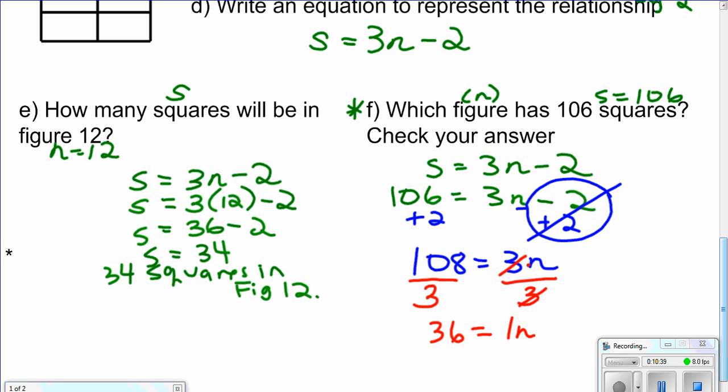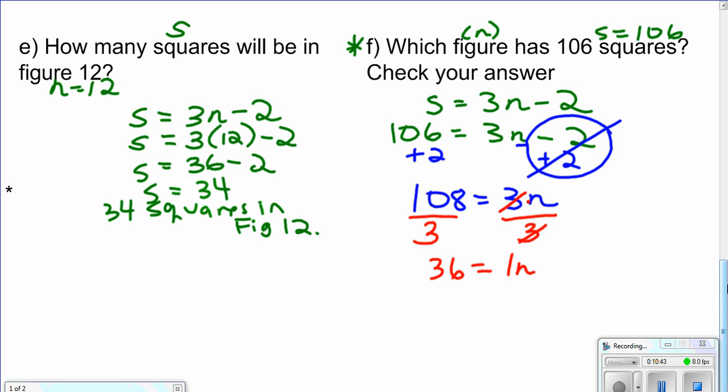So that means which figure has 106 squares? Well, n is 36, so figure 36 has 106 squares. And again, if this one seems a little bit trickier, this is involving some algebra that we haven't really looked into too much yet.